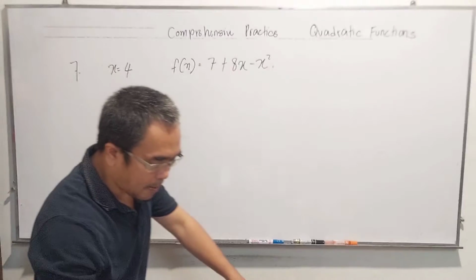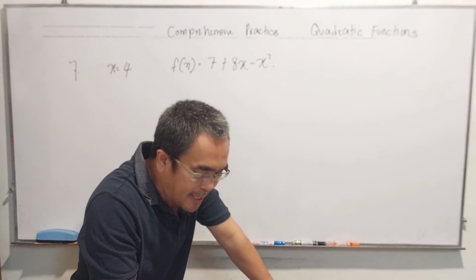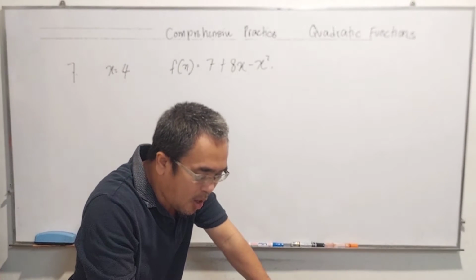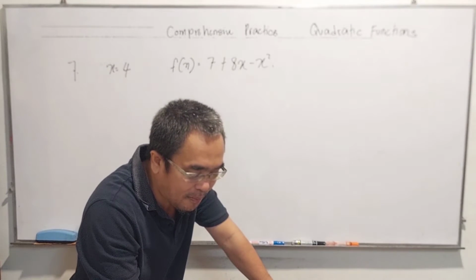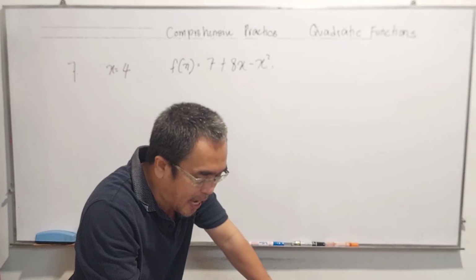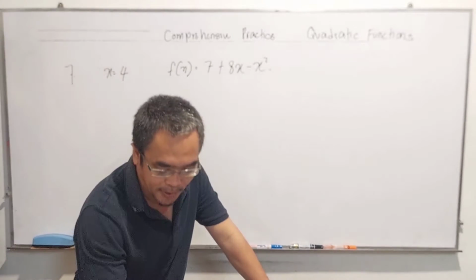Okay, let me show you question number 7. Given x equals 4 is the axis of symmetry of the graph of the quadratic function f(x) equals 7 plus 8x minus x squared. Determine the coordinate of the maximum point.